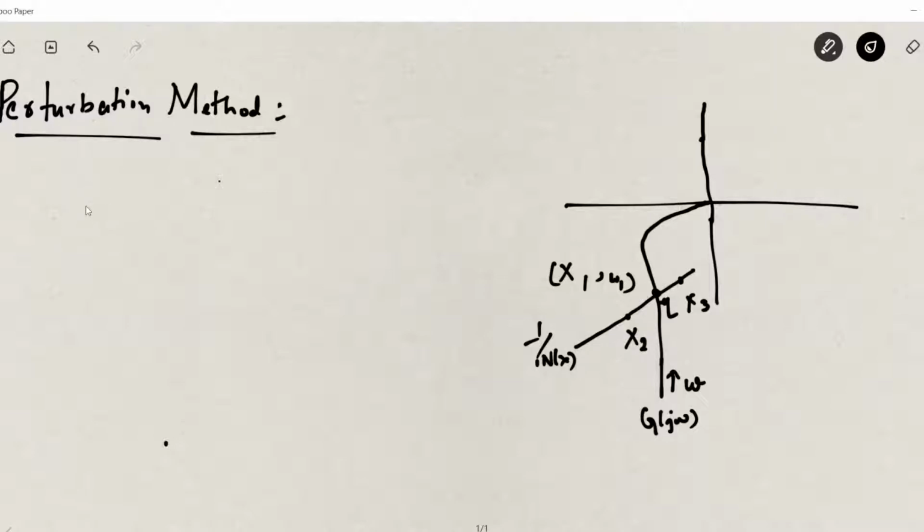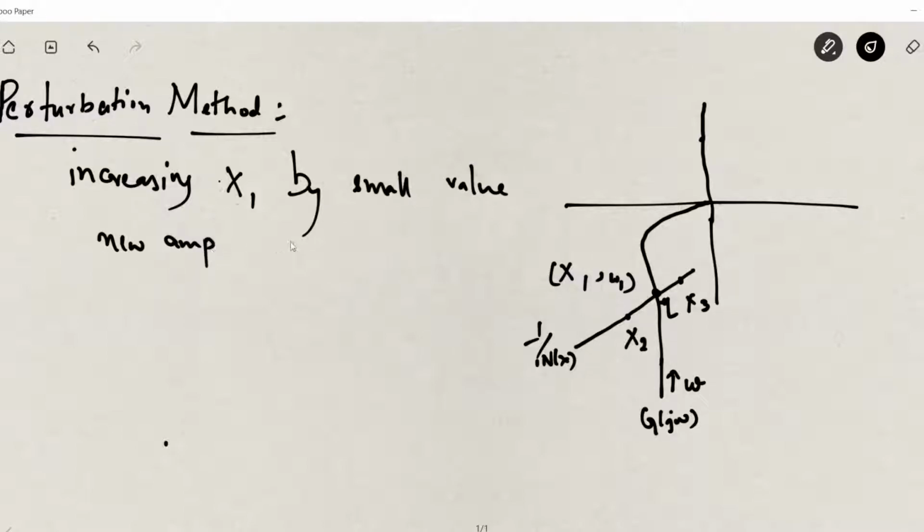So what does the perturbation method say? If X1 is increased by a very small value, so that the new amplitude is X3, where X3 is greater than X1. Now this new operating point is in a region where the G(jω) plot encloses the -1/N(X) plot.